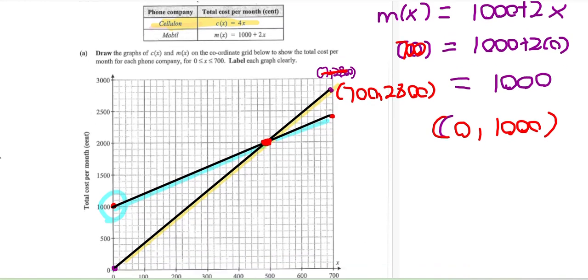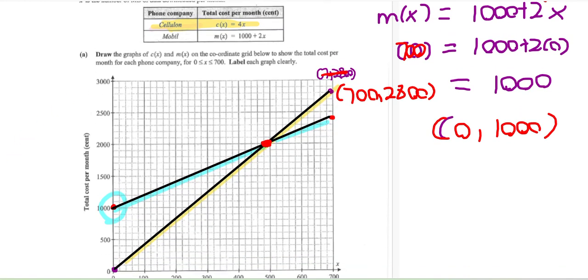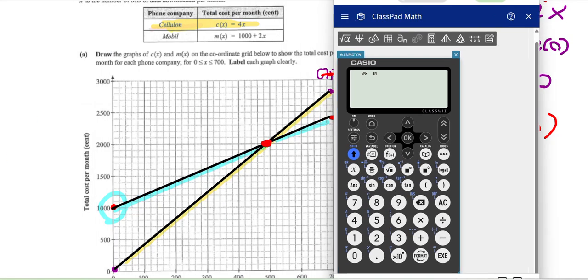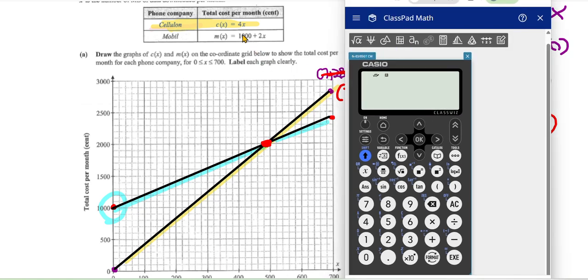What was it, Cellulon and Mobile. But while I'm here, we're going to show you how to draw this using the calculator method. So we'll do Cellulon first. Output equals 4x, agreed? Output equals 4x.